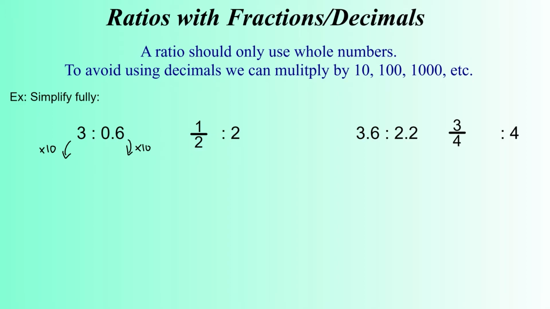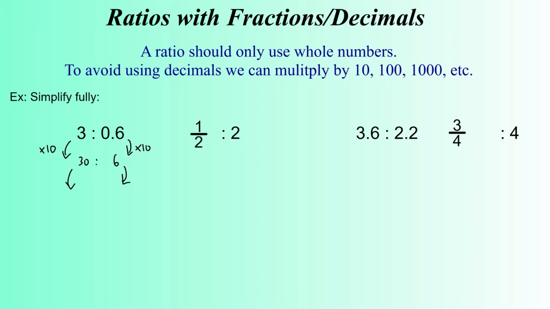So let's say we multiply by 10. The reason we do that is if we do 0.6 times 10, that gives us 6. 3 times 10 is 30, so we end up with a ratio of 30 to 6. Now you can see from that two-step approach, 30 to 6, they're both in the 6 times table, so we can take that down another step, and then we can simplify.